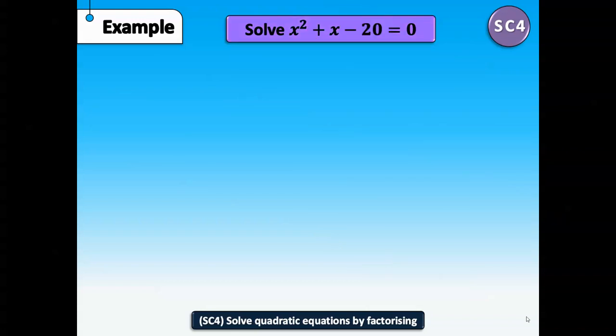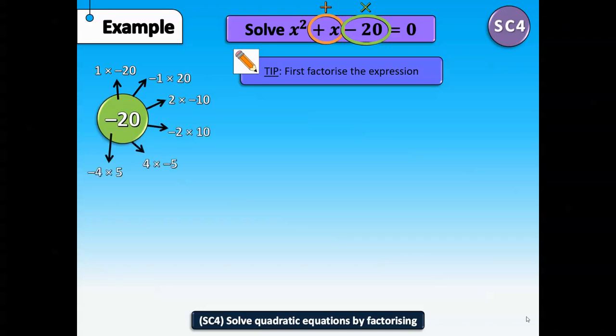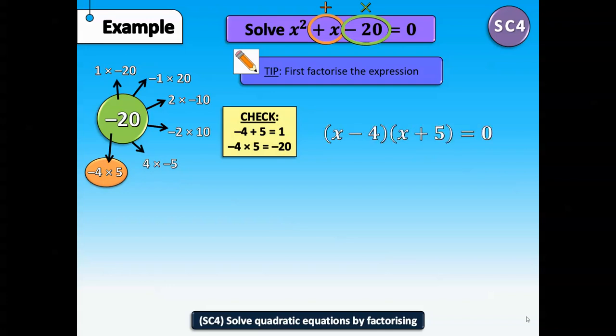Here's another example. This time we want a pair of numbers that will times together to make minus 20, but add together to make positive 1. So numbers that times together to make minus 20, and then which pair will add together to make positive 1? That's minus 4 and 5. So our pair of brackets are x minus 4 and x plus 5.